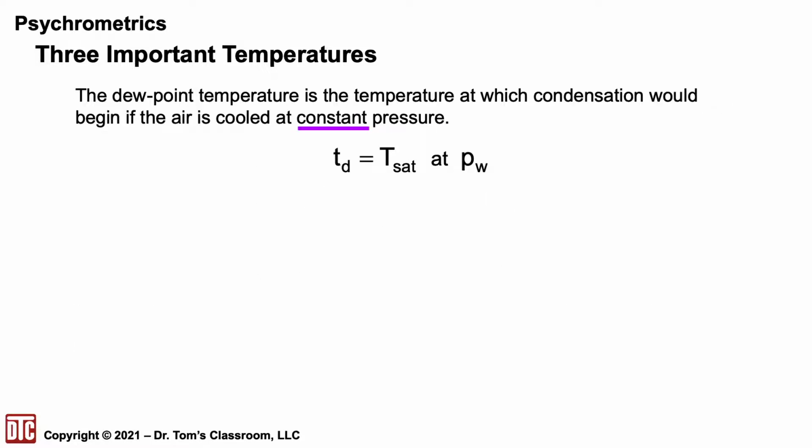The dew point temperature is the temperature at which condensation would begin if the air is cooled at constant pressure. So TD is Tsat at the partial pressure of water vapor. You could look that up in a steam table. The steam tables in your reference handbook are actually pretty good. They're not split out in 5 or 10 degree increments, but in smaller increments, and that'll help when you're thinking about interpolating. You won't have to do that as much.